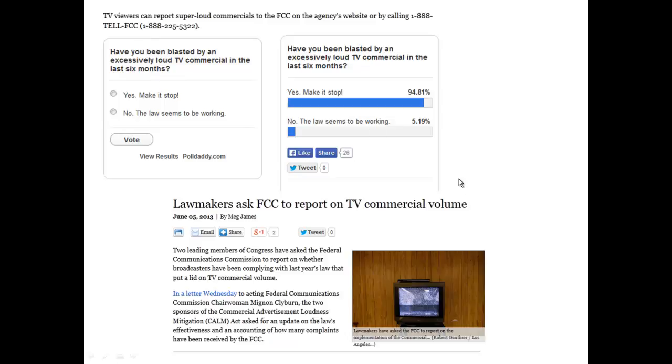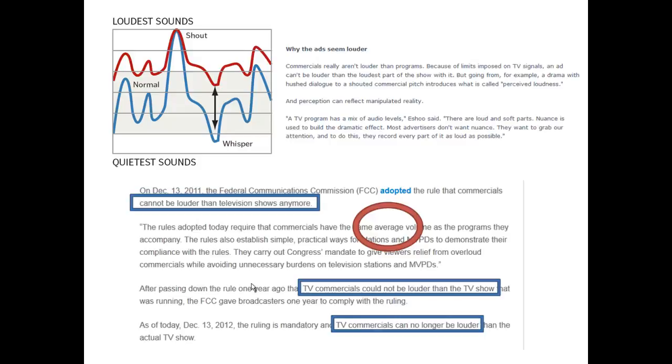Anyway, I kept digging, and once again I found more and more data talking about this law. The law is called the Commercial Advertisement Loudness Mitigation Act, CALM. As I dug more, the rule says that commercials cannot have a larger average volume. Now the problem is, I wasn't testing average volume. I was testing peak volume.